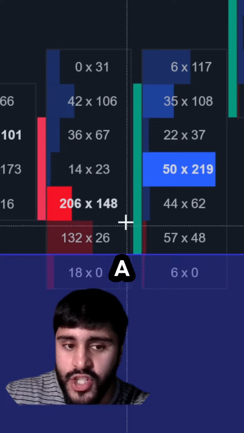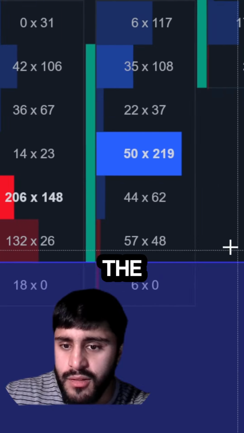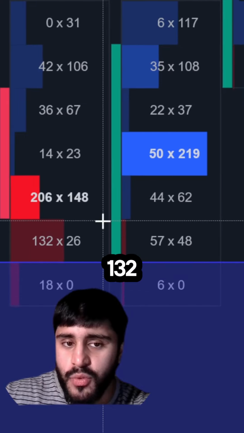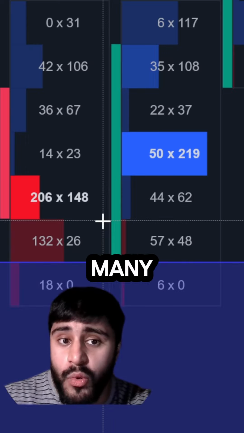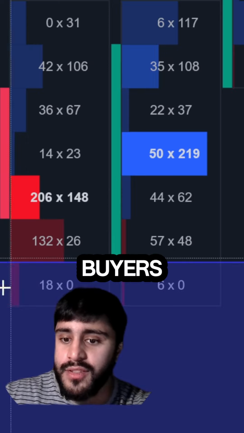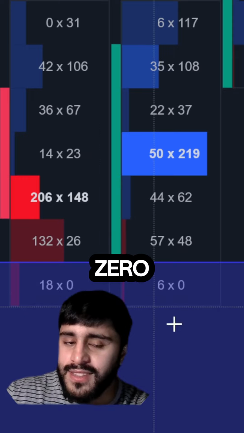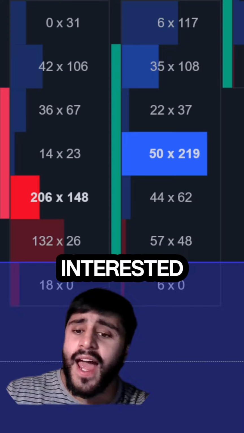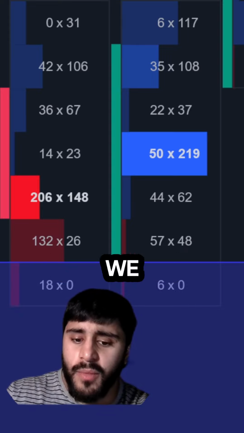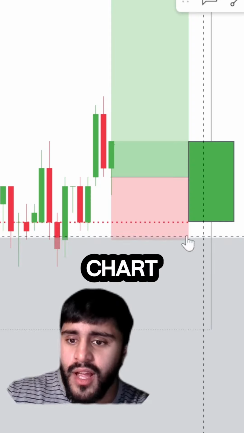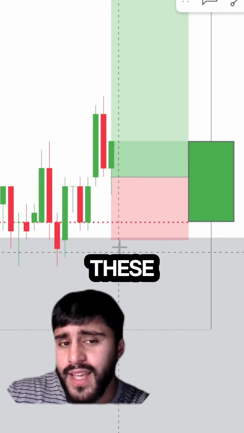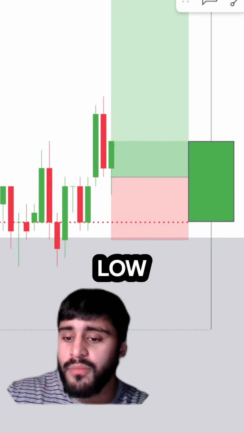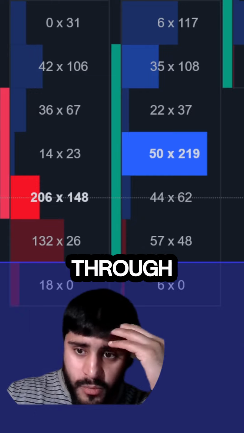So we see a shift of the delta. This is called the delta. So from here, we see 132 for 26. There was so many more aggressive sellers than they were aggressive buyers. Then we see 18 for 0 and 6 for 0. The volume had dried up, which means that the market is no longer interested at trading at these areas. So if we go back here to the candlestick chart, the market was not interested in these areas because the volume was so low. And the only way you can read volume is through the footprint charts.